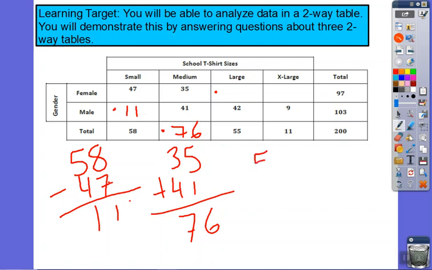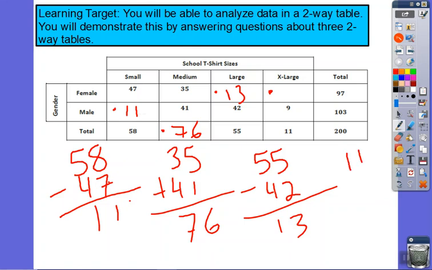So I know that there are 55 total. I have 42 males, and then if I subtract, I'm going to see that there are 13 females left that wear a large. And can you go ahead and try that last one by yourself? Nice smaller numbers.